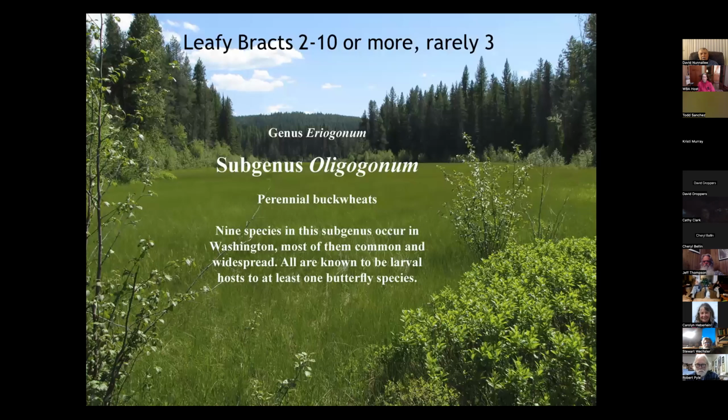so anyway, the leafy bracts number 2 or more on buckwheats that are in this subgenus, but rarely 3. In fact, I think in Washington there are none that have 3 bracts. I'm talking about groups of bracts, which typically surround the stem. When we get to the next subgenus, we'll find that it does have three leaves in a bract, or bracts with 3 leaves. So that's one way to separate these two subgenera.